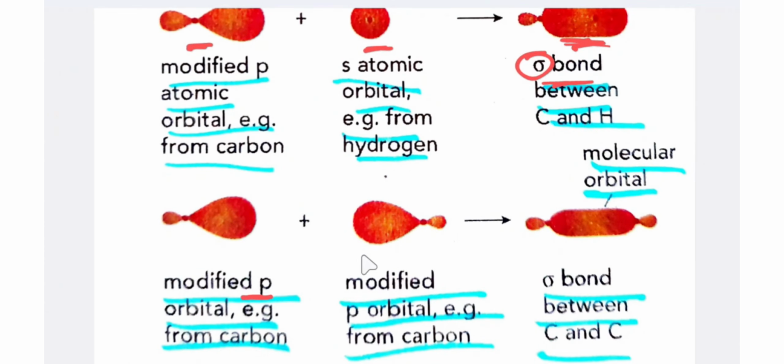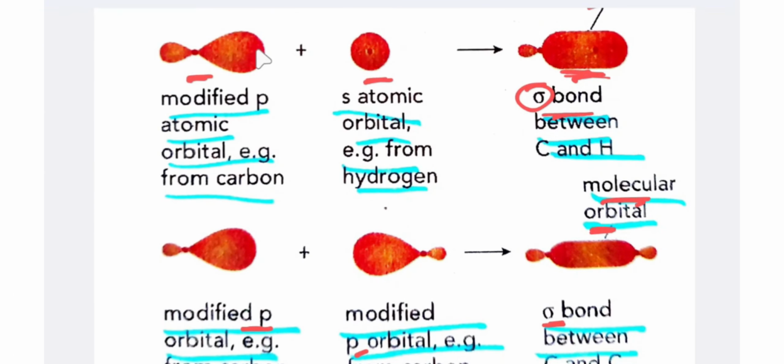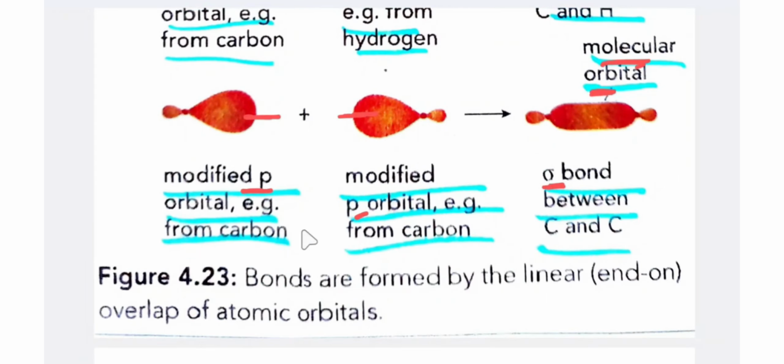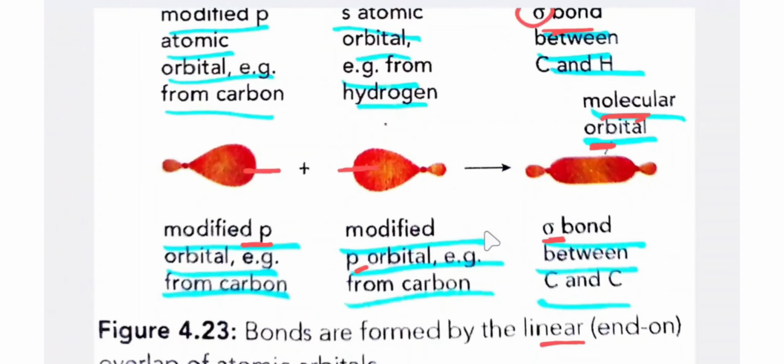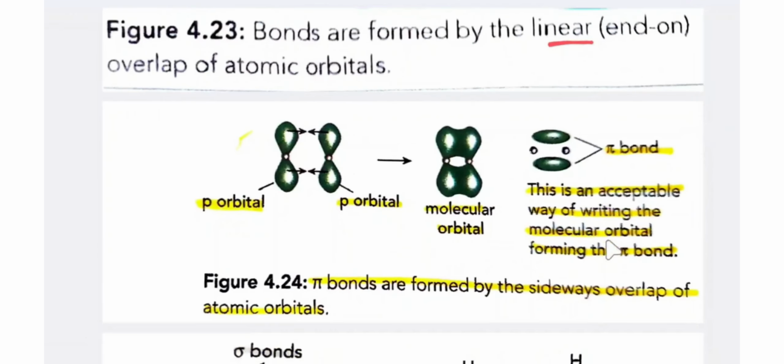Then when two p orbitals overlap, if we just overlap this 2p orbital, then the final molecular orbital is this orbital. So this is also a sigma bond. Sigma bonds are head-on overlap, where this head and this head overlap to form a sigma bond. So sigma bonds are head-on or linear end-on overlap. So p with s forms this structure, and p with p forms this molecular orbital.